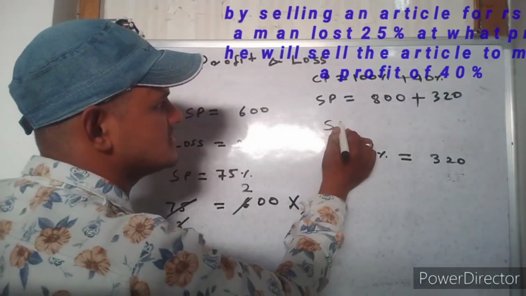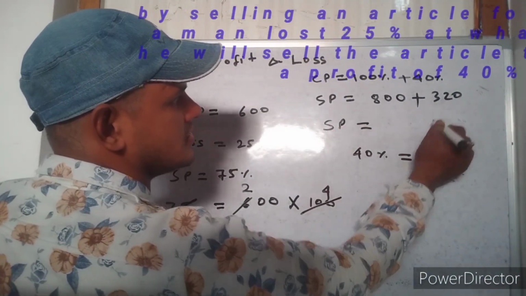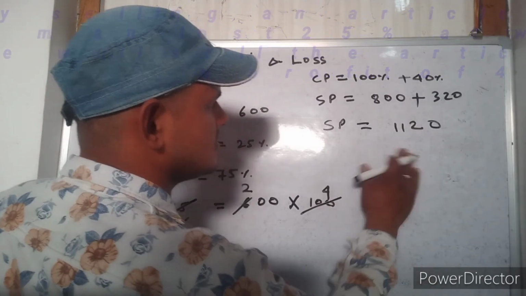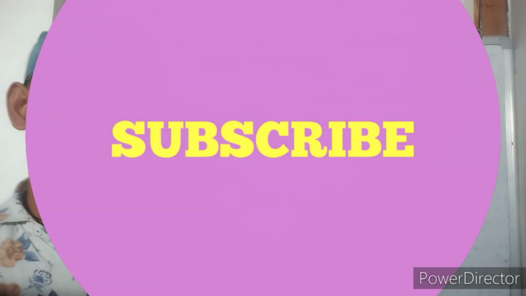So your selling price will be 800 plus 320, which is 1120. So this is our answer, the selling price.